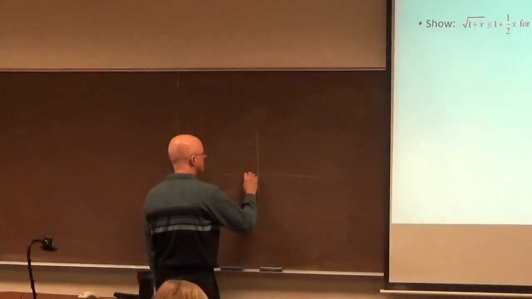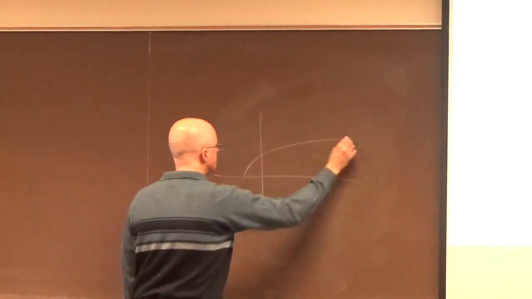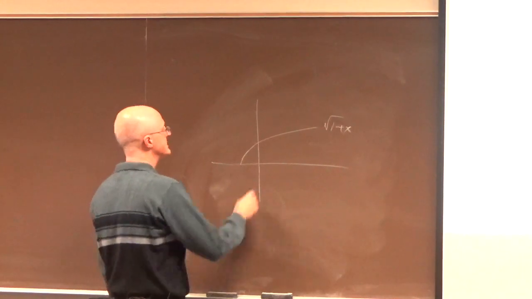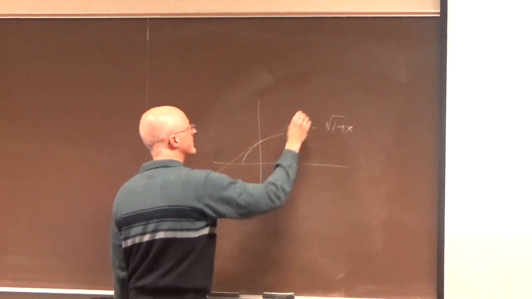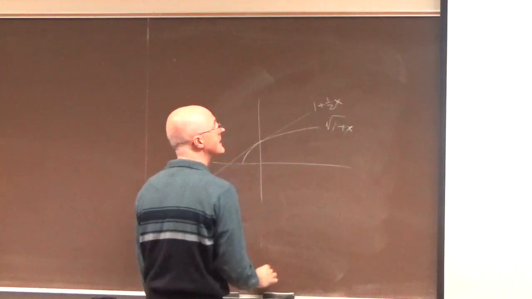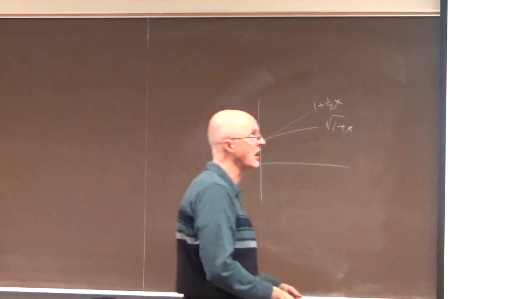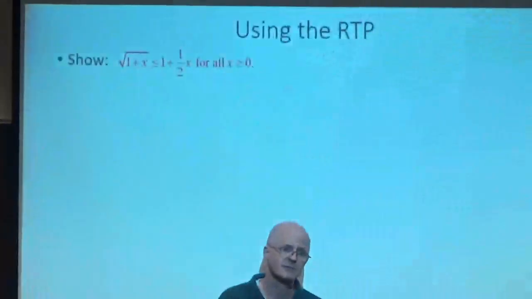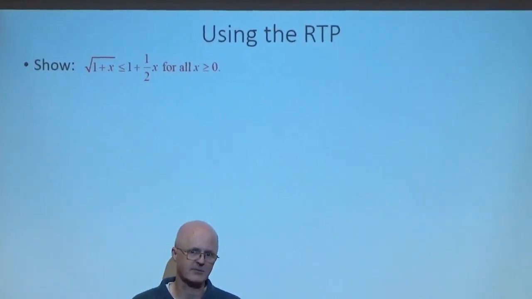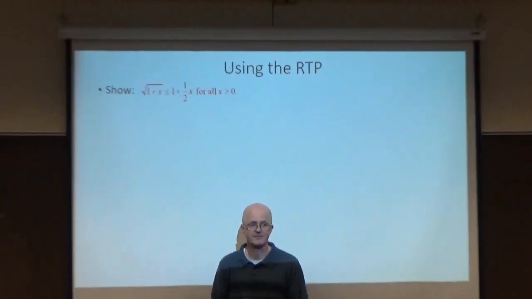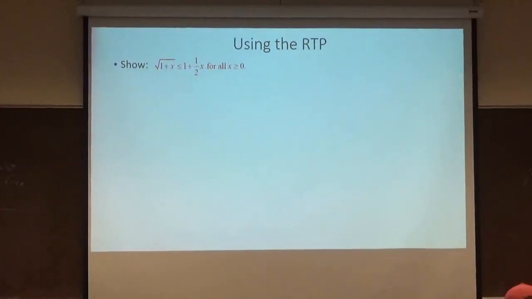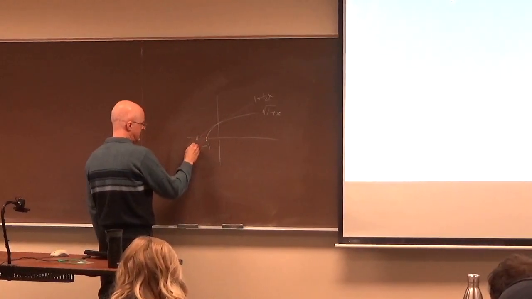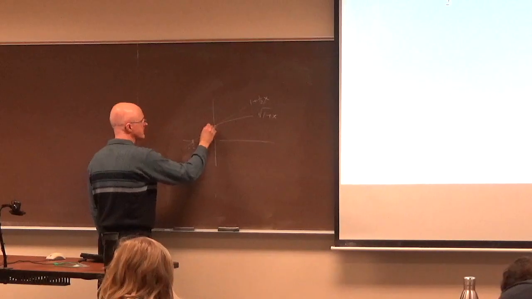The graph of square root of 1 plus x looks about like this. And the graph of 1 plus 1/2 x looks about like this. So in fact, this inequality is true for all x greater than or equal to -1. I chose 0 here just because it makes it a little shorter. I could also prove it's true when x is between -1 and 0, too, as you can see in the picture. This right here would be -1, the boundary of the domain of square root of 1 plus x. And this intercept right there would be -2. This is going to be a 1 here.